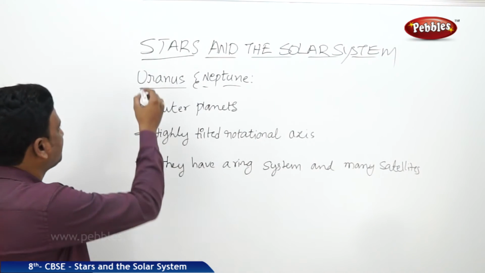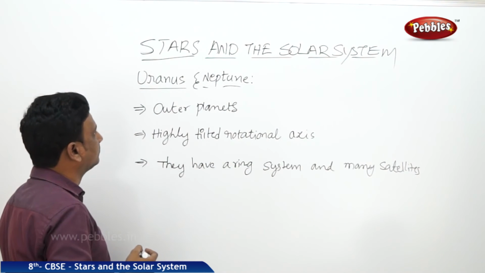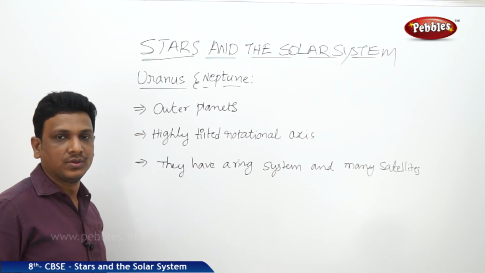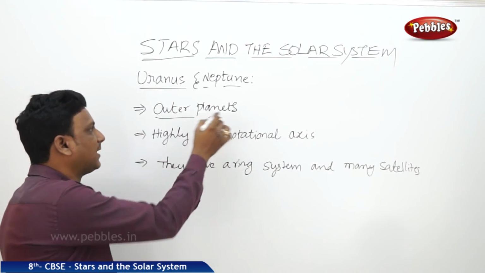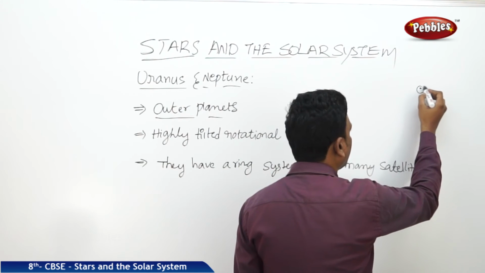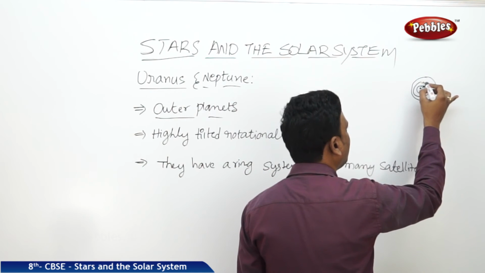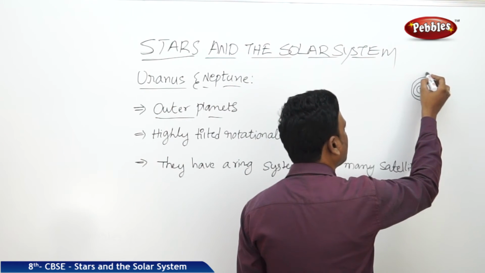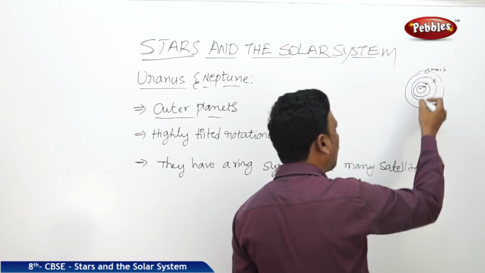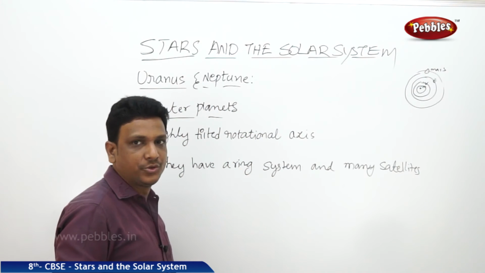Now let us look at the next members, Uranus and Neptune. Of course, including Saturn, Uranus and Neptune, all these are outer planets. In the solar system, the center one is the Sun, then Mercury, Venus, Earth. After that, we have Mars. The planets that fall inside the orbit of Mars, what are they? Mercury, Venus, Earth.